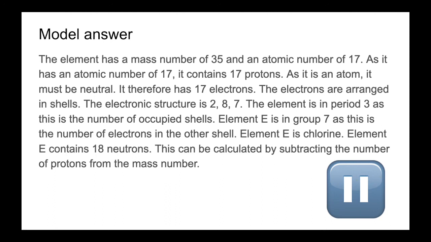But you can use your periodic table in the exam to help you with a lot of this information. Because we know that it's number 17, you can find that element E is chlorine, so you might put there that it would be capital Cl. And finally, if you do top number take away bottom number, that will tell you how many neutrons there are. So you can see element E contains 18 neutrons. Right, so there's a lot there. I would say there's probably 7 or 8 bits of science there, lots of information that is stated and explained.